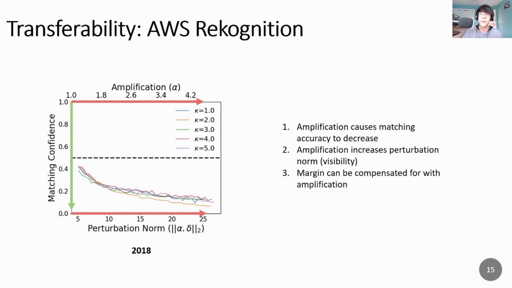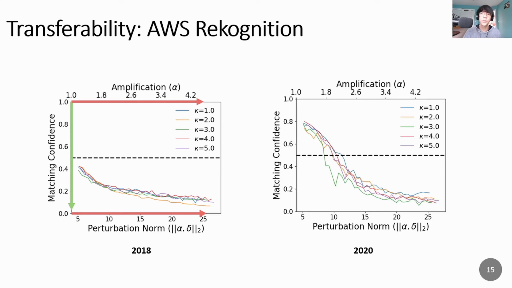We also verified if these same images were misclassified in 2020, 2 years after being generated, and we observed that with larger amplification factors, they still do. We also observed similar trends for Face++ and Azure Face as well.